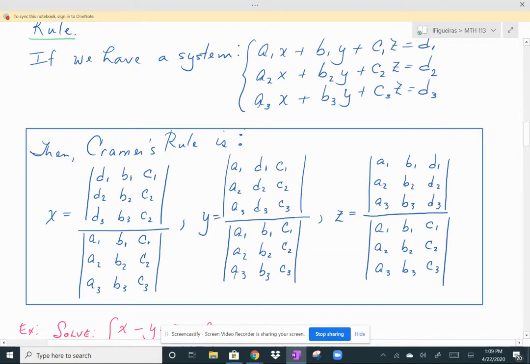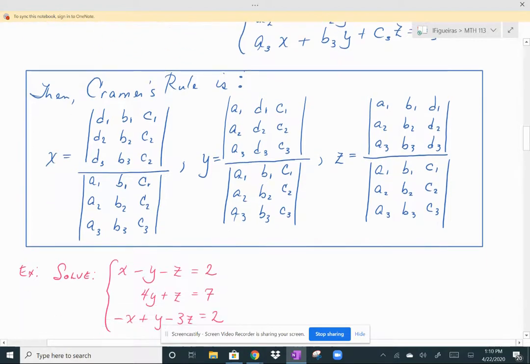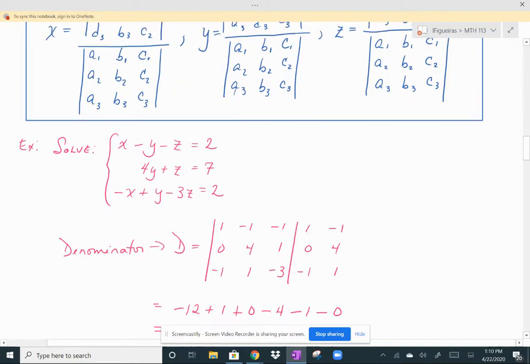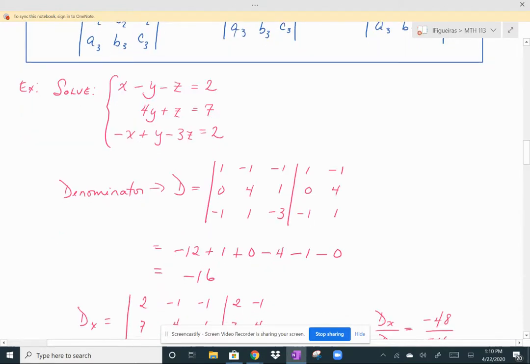All right. So there's a pattern here. Hopefully you see it. So let's use this information to solve a system of linear equations by Cramer's rule. Now, for purposes of saving space, I'm going to compute the denominator first because it will be the same number that will be used to solve for x, y, and z.